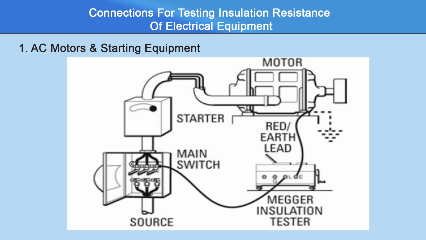So these are the connections for testing the insulation resistance of a motor, a starting equipment and connecting lines in parallel. Note that the starter switch is in the on position for the test. It is always preferable to disconnect the component parts and test them separately in order to determine where weaknesses exist.